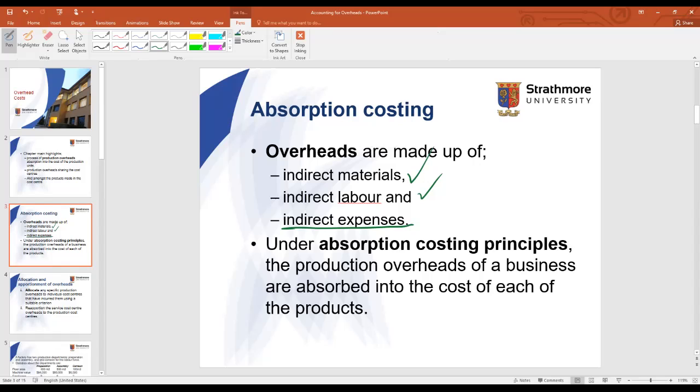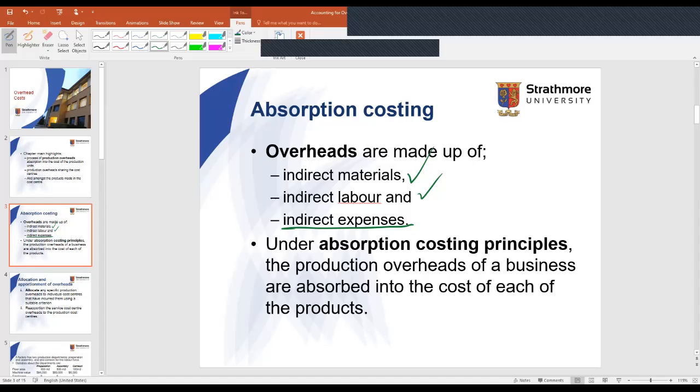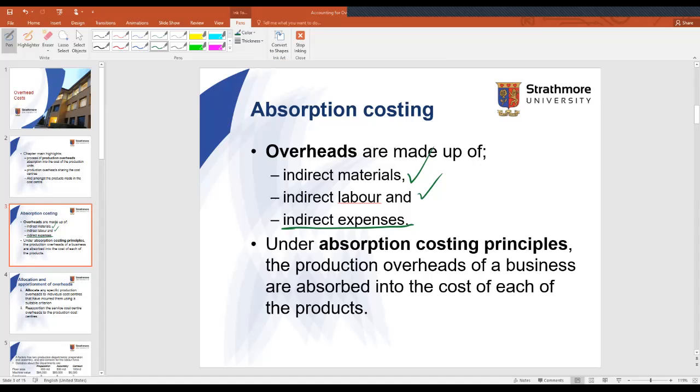Under the absorption costing principles, the production overhead of a business are absorbed into the cost of each of the products that is being produced. Every unit being produced needs to have a share of the production overhead cost.